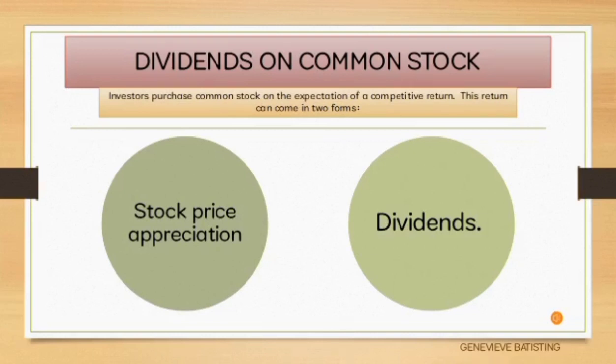Along with their stock price, wealthy investors in high tax brackets prefer to receive their return in the form of higher stock prices because capital gains may be taxed at a lower rate than dividend income. Other investors, such as retirees who need a steady income, prefer to receive their return in the form of dividends. Such investors tend to seek out stocks that pay high dividends, such as public utilities.